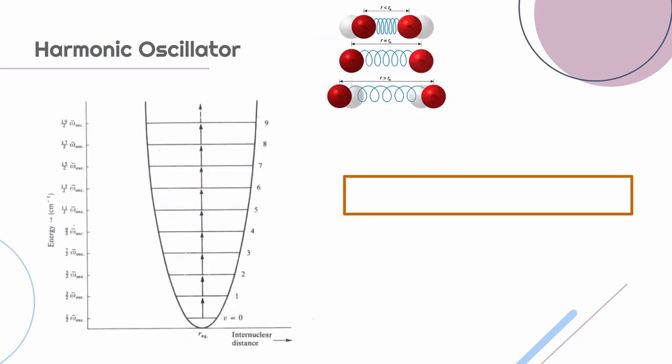This is the energy versus internuclear distance curve of a simple harmonic oscillator. So we have different states corresponding to different vibrational quantum numbers like 0, 1, 2, etc. This state corresponds to the vibrational quantum number 0, and the energy corresponding to this state is what we call the zero point energy. And we have other states corresponding to other quantum numbers. Quantum number 1 corresponds to this state, vibrational quantum number 2 corresponds to this state, and so on.